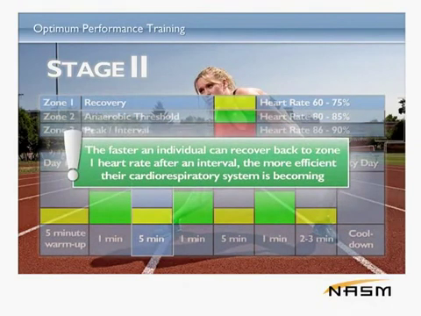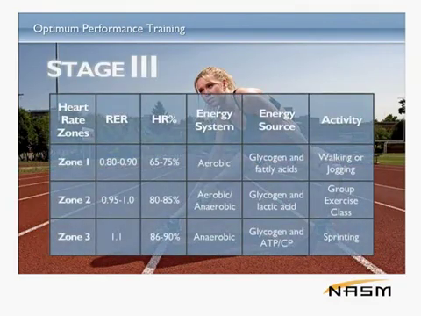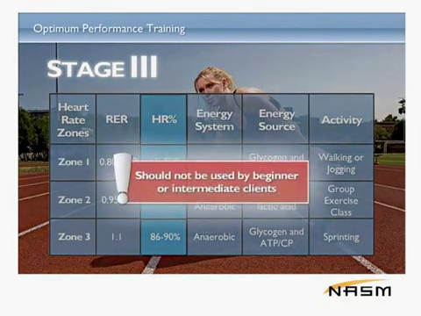The faster an individual can recover back to Zone 1 heart rate after an interval, the more efficient their cardiorespiratory system is becoming. Stage 3 is for the advanced client who has built a very good cardiorespiratory base and will use heart rate zones 1, 2, and 3. It should not be used by beginning or intermediate clients. Failure to comply with these standards could result in a critical health-related injury to a client.